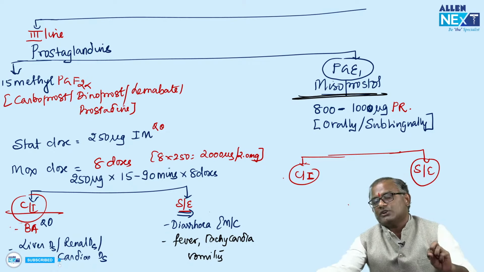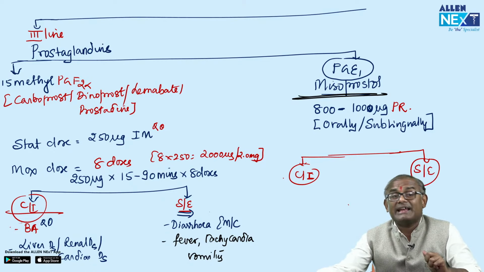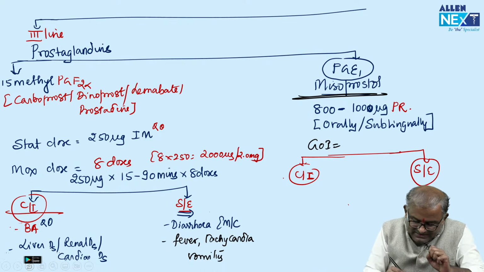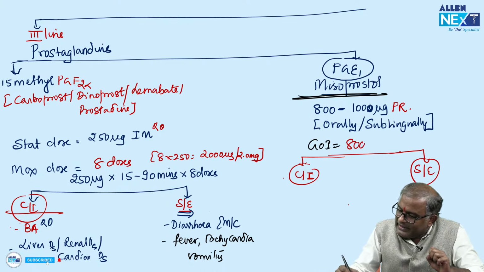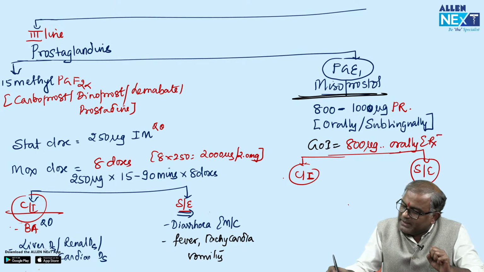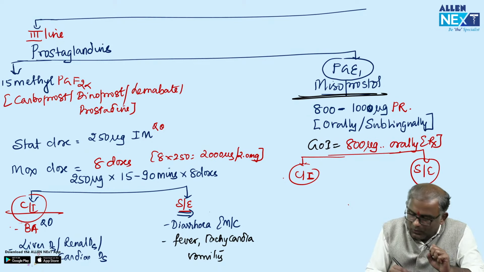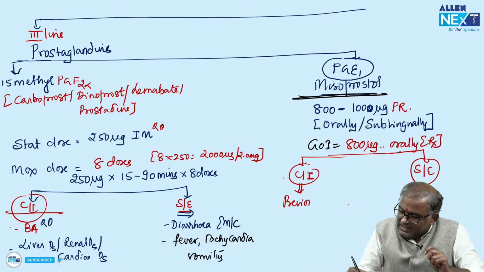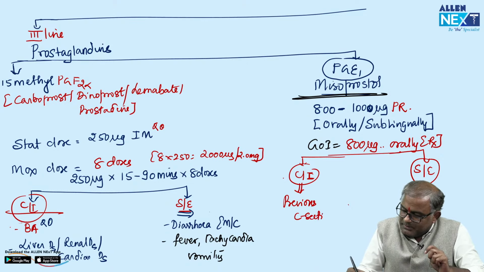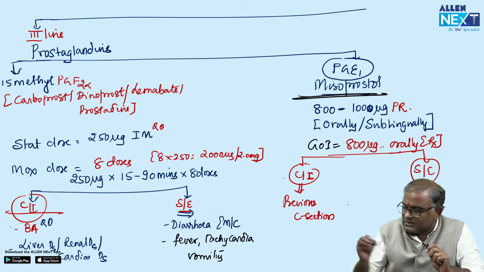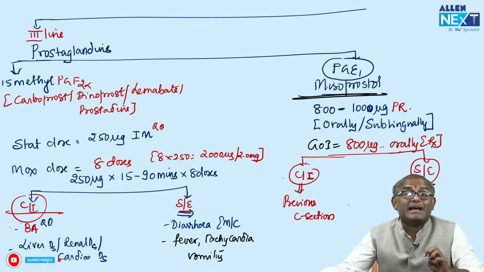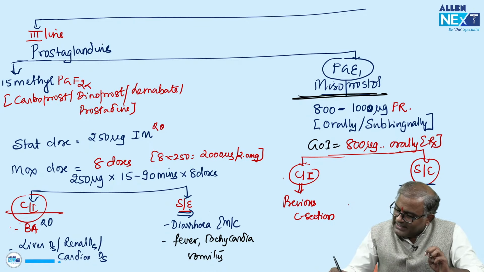Now come to the other prostaglandin, PGE1, that is nothing but misoprostol, which can be given at a dose of 800 to 1000 microgram per rectally. It can also be given orally or sublingually. But the Government of India recommends 800 microgram orally for treatment of PPH. What is the contraindication? Previous C-section. Side effects are dose related hyperthermia, fever and tachycardia.